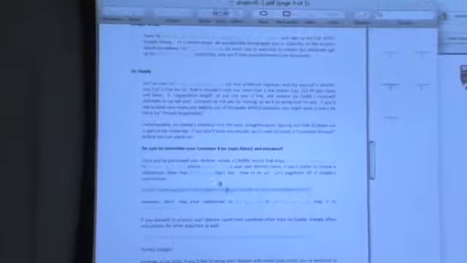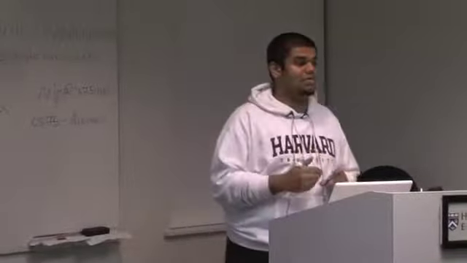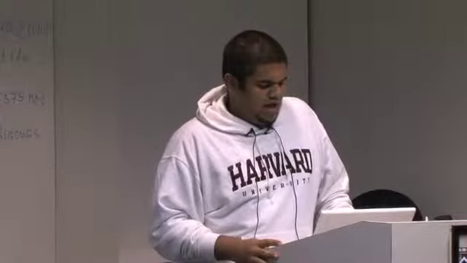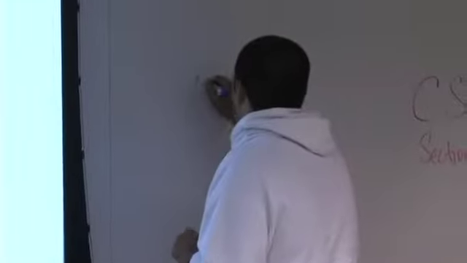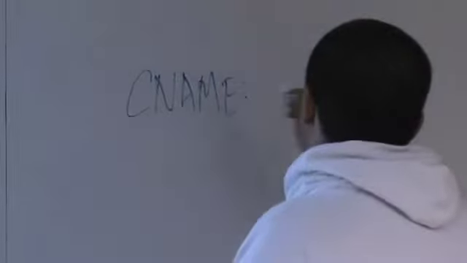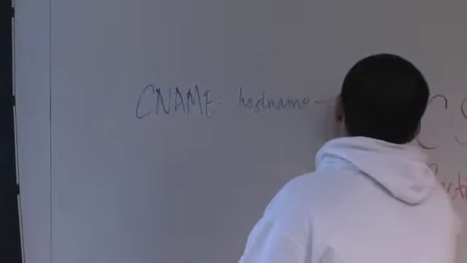So let's talk a little bit about CNAMEs and A records, and then come back to the logistics of this project. I think David demoed this in lecture, but when you type google.com, it maps to an IP address. So google.com is merely the alias that we give that IP address because we don't want to remember numbers. CNAMEs are basically maps. A CNAME record is a map of a host name to another host name.